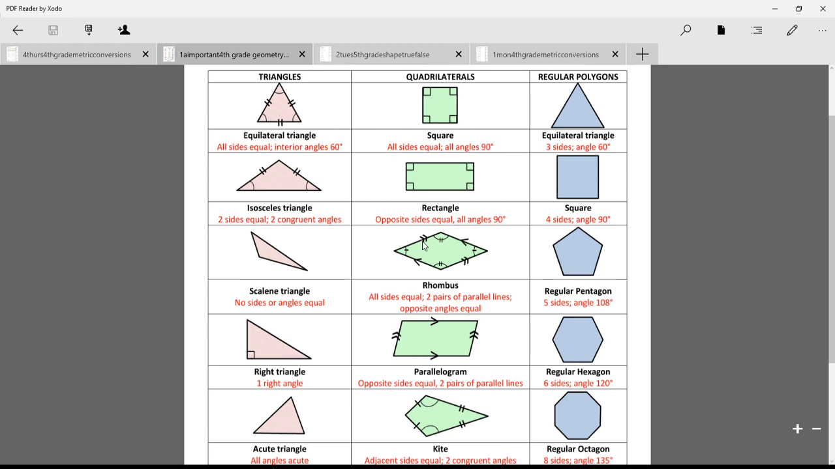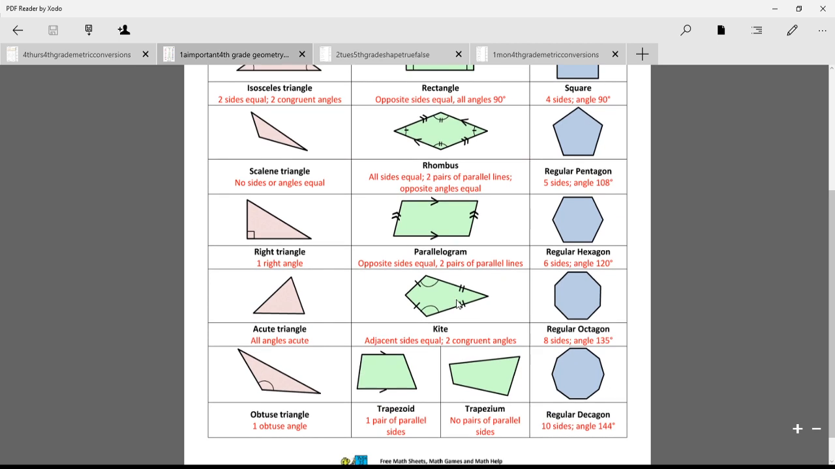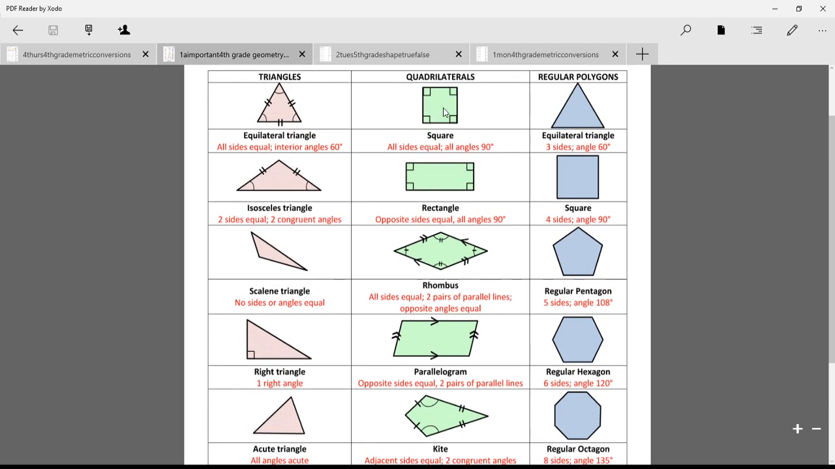Parallel lines means that if they went on forever, they would stay the same distance apart, and they would never intersect or overlap. You could think of train tracks, the 2 sides of the train tracks. They never intersect, and they stay the same distance apart. Then we have a parallelogram, which has opposite sides equal and 2 pairs of parallel lines, so a square still fits as a parallelogram.